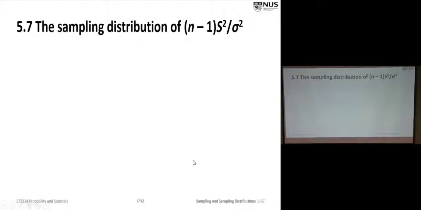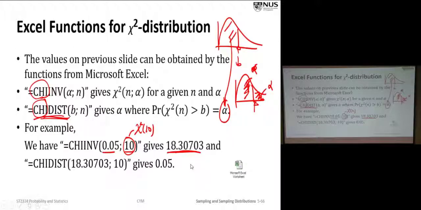Oh, I don't have it here. Okay, I think they may have this chi-square dist function in the new version of Excel. So you just have to double check.